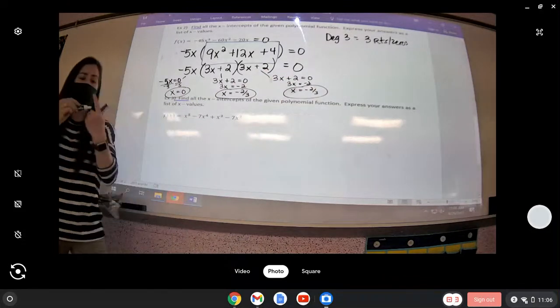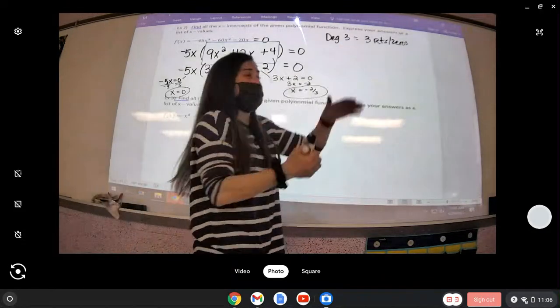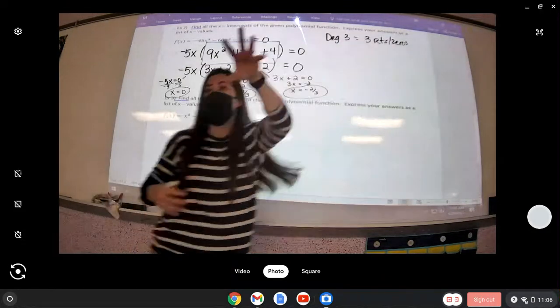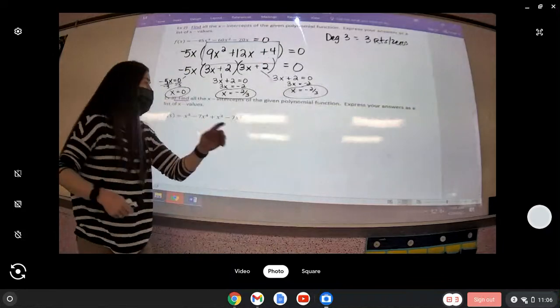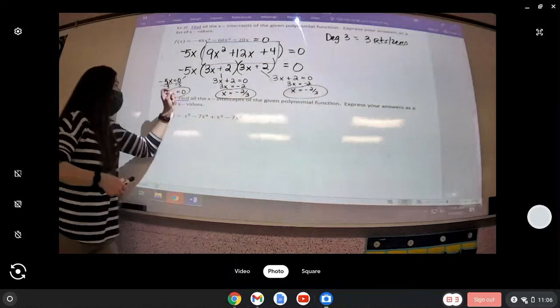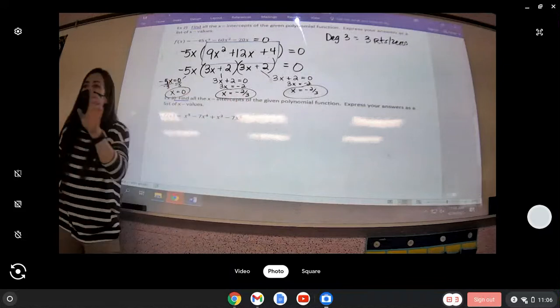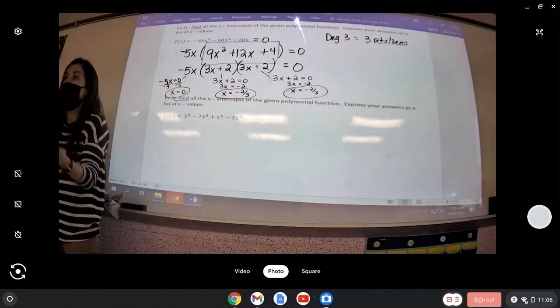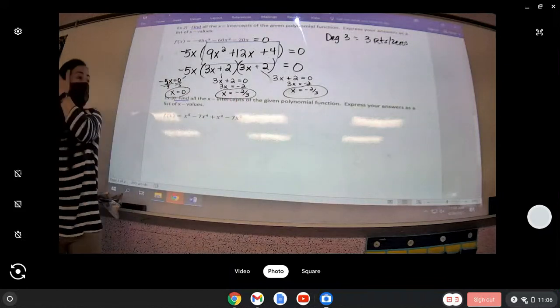So for anybody who likes to keep track, yes, this was a degree 3. You should have 3 answers, 3 roots, 3 zeros, and you do. 1, 2, 3. It just so happens that one of them was the same answer twice, okay? But it does count as 3 total answers.